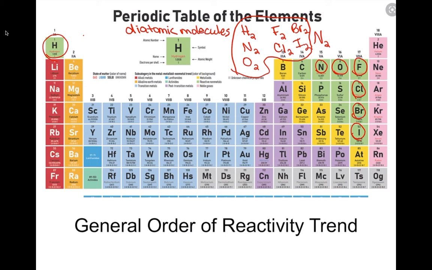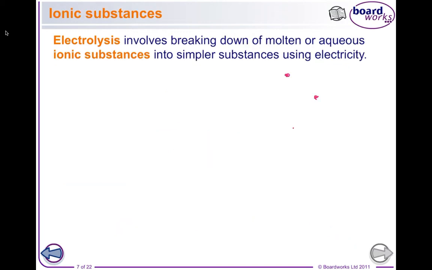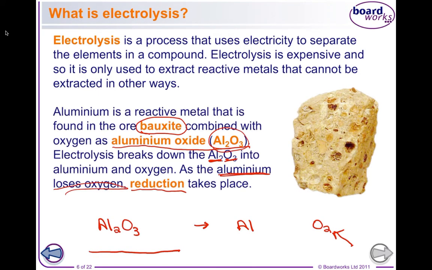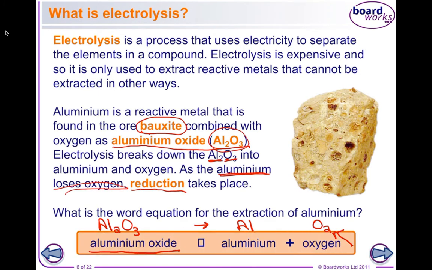An easy way to remember it is anything in group number 7, so all of group 7. And then also your oxygen, nitrogen, and hydrogen. You've got to know that. All right. So back to looking at this. So that's where that O2 came from.